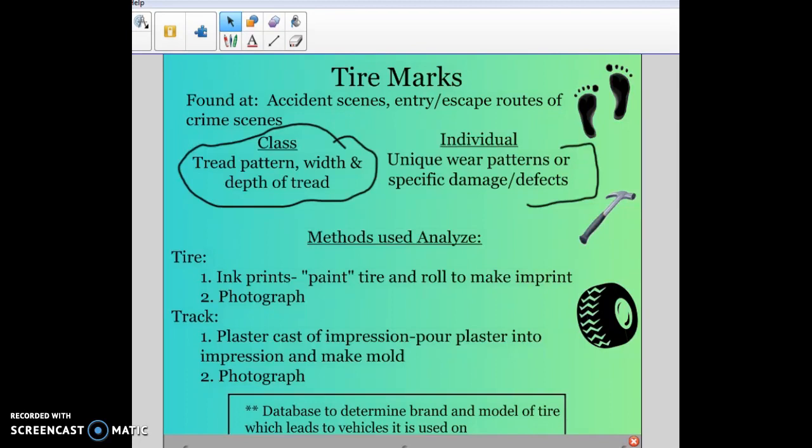Or they can, if they have the track, they can do a plaster cast of the track. They can pour plaster into the actual track that's left behind, say if it's in dirt or anything like that, and make a mold of it similar to what we watched in the shoe mold previously, and then they would photograph it. There is a database that has the brands and models of tires, which leads to the vehicles it's used on. So there is the database that kind of can help narrow that down for investigators.